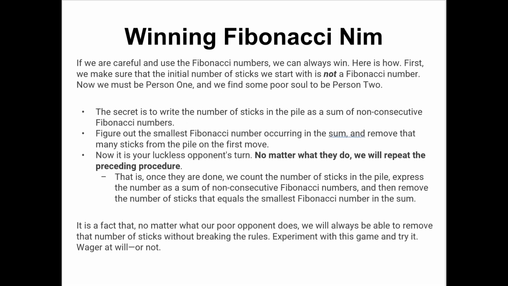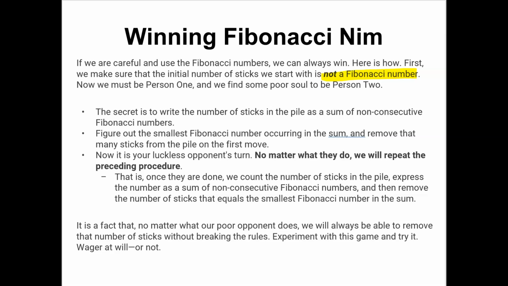So we can actually use Fibonacci numbers to win this game. First, make sure that the initial number of sticks is not a Fibonacci number. That's step 1: start with any number that is not Fibonacci, so don't start with 5. You also want to be person 1 and pick person 2, maybe somebody you want to see lose, or maybe you want to win a bet. The secret is to write the number of sticks in the pile as a sum of non-consecutive Fibonacci numbers, like what we did earlier.